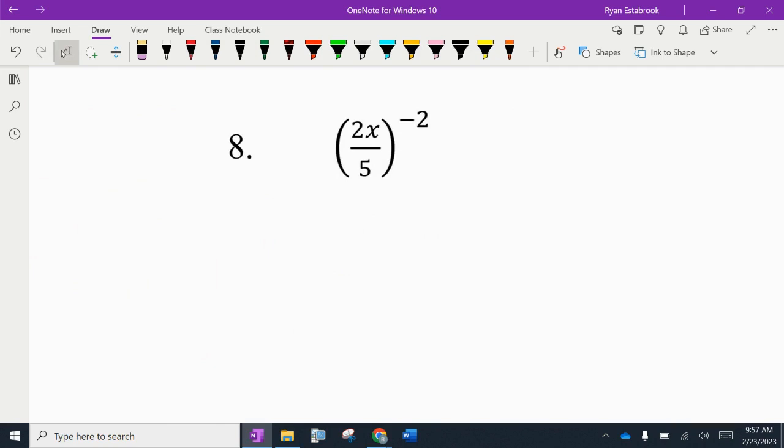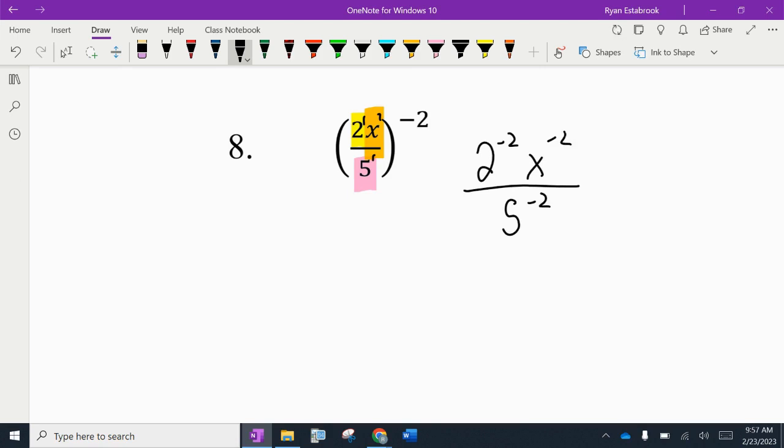Number 8. There's a 2. There's an x. There's a 5. All of this is being taken to a higher power. All of this stuff has a bigger exponent. So multiply all of these exponents that are there by -2. So we would get 2 to the -2, x to the -2, 5 to the -2.